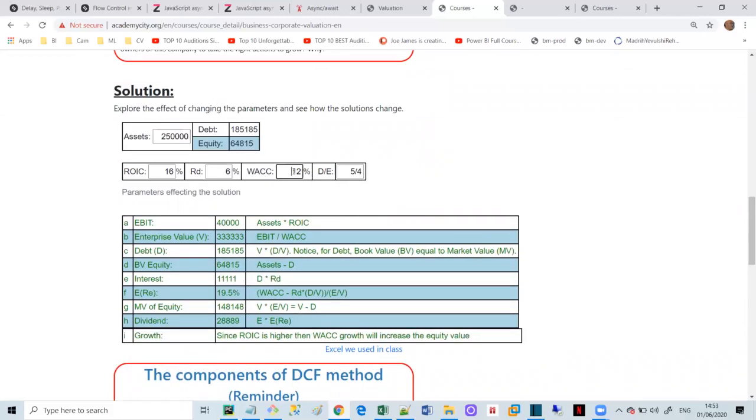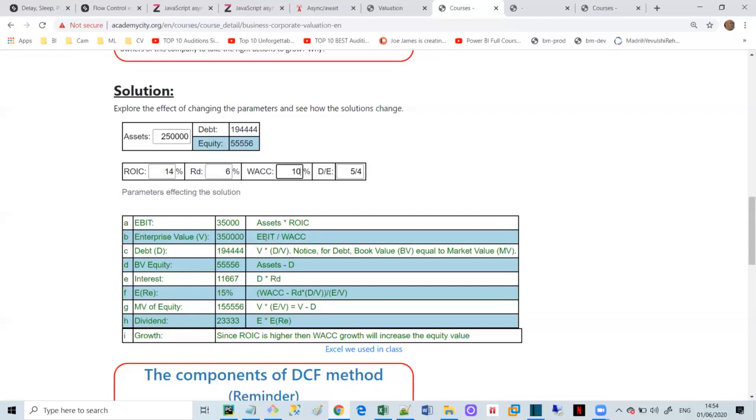How about if I reduce the WACC to 10%? What is the value of the company now? Let's go back to the original example, 14%. We had 291. What happens if I reduce the WACC to 10%? Did the value go up? Oh, definitely yes. It went up to 350. Is that right? Yes. Why?